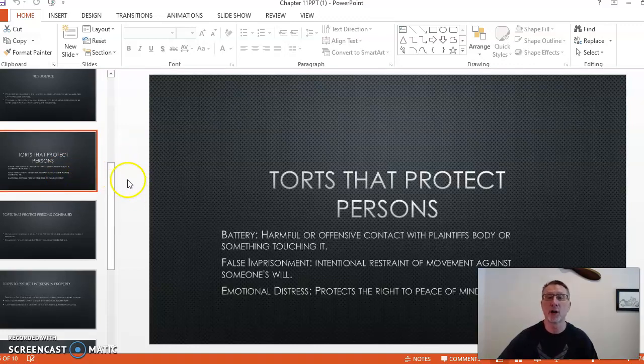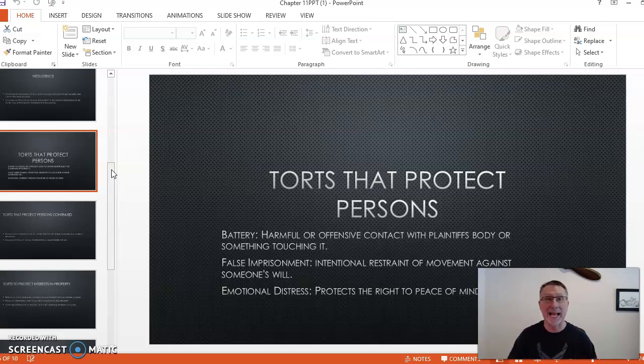The book goes on to talk about torts, and we hear tort reform a lot. Whenever you hear that, particularly in the political realm, what they're looking at in tort reform is to limit the number of maybe frivolous lawsuits that happen. But in torts that protect persons, the book talks particularly about the top three, which are battery, false imprisonment, and emotional distress. When it comes to battery, that's harmful or offensive contact with the plaintiff's body or something touching it.